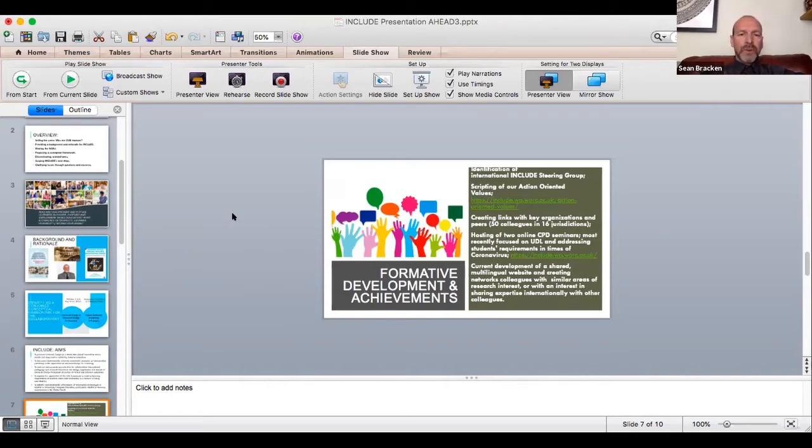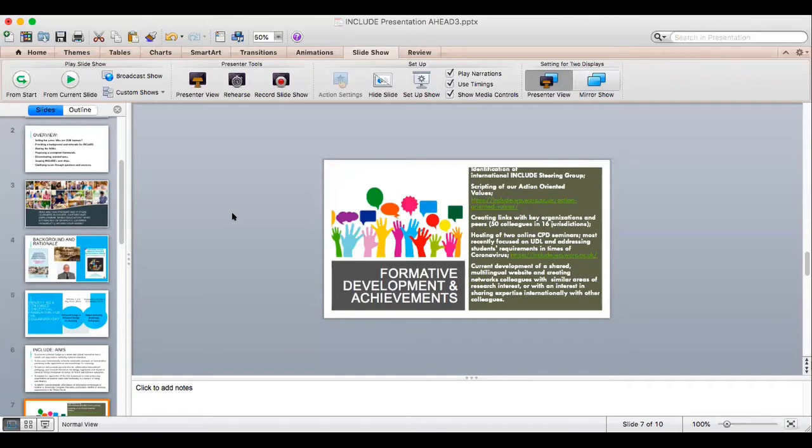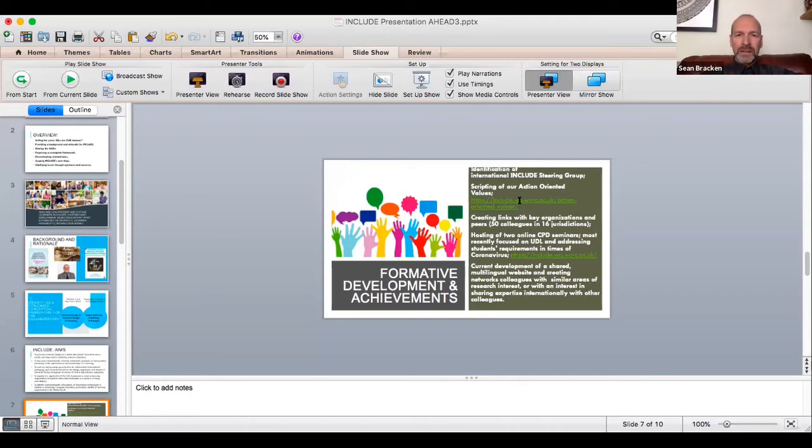So just in terms of our formative developments and achievements to date, we've already established an international Include steering committee, and there's representation on that from India, from South Africa, from the United States, from Morocco, and from the UK. And I suppose the UK incorporating the fact that I'm from Ireland as well, so we have an Irish dimension to that as well.